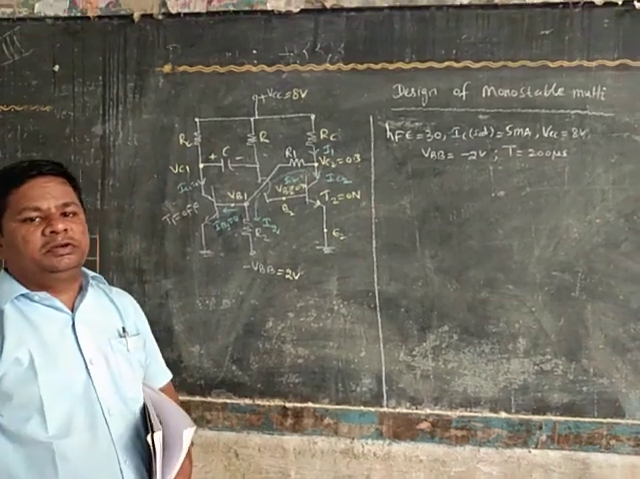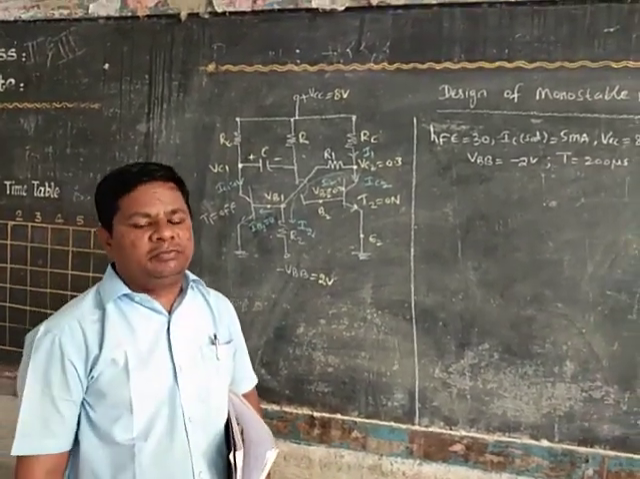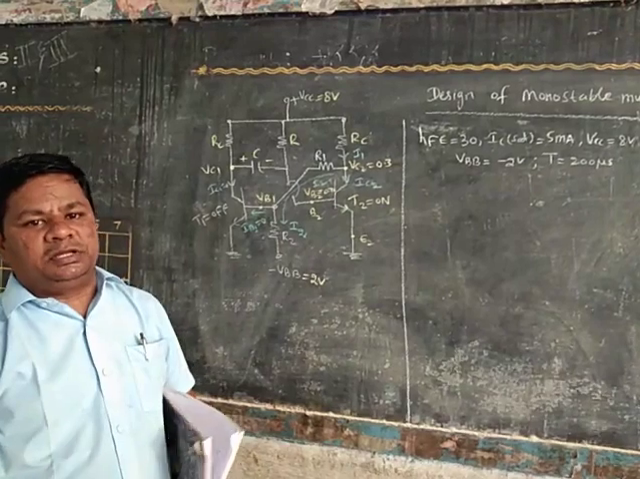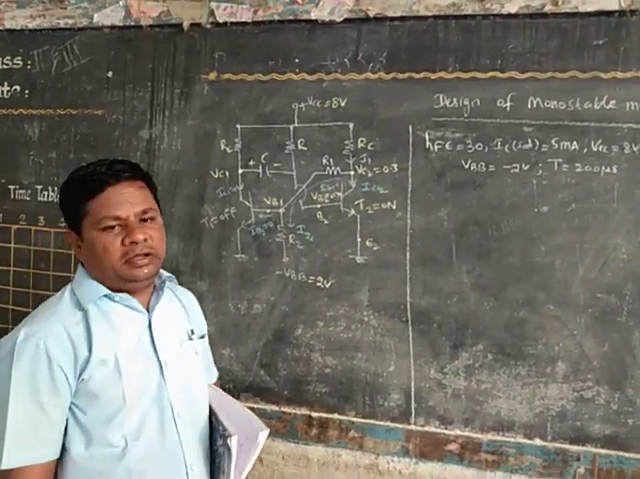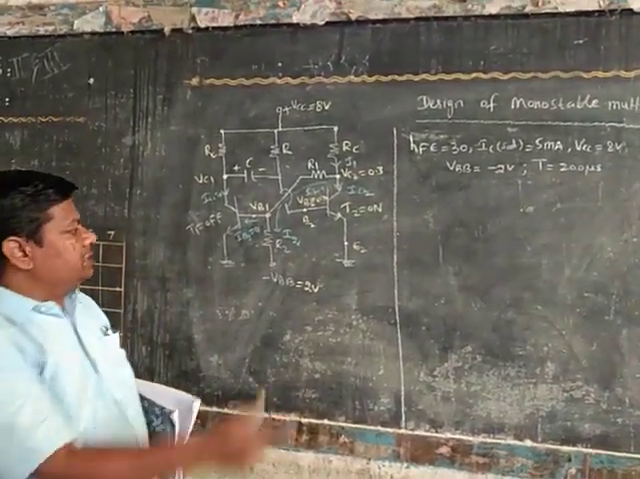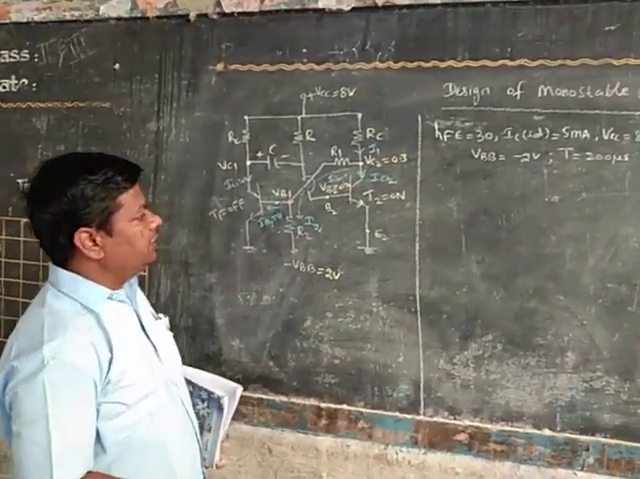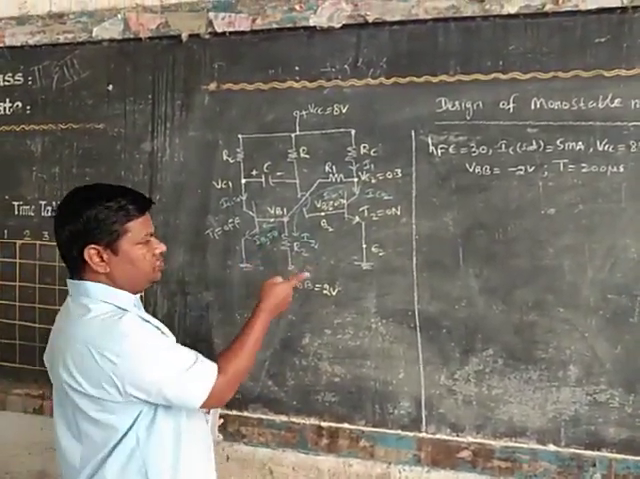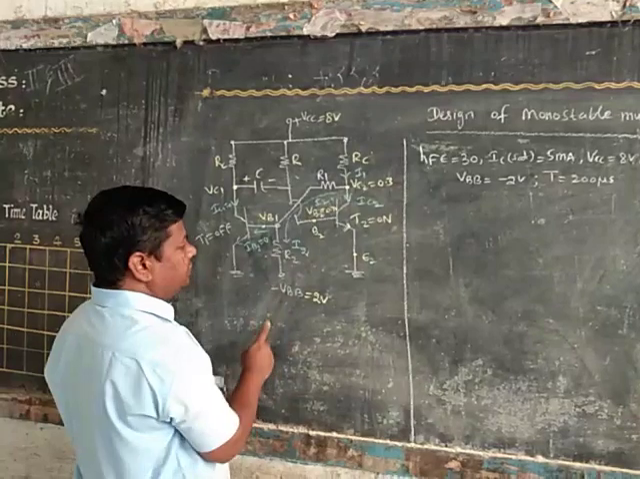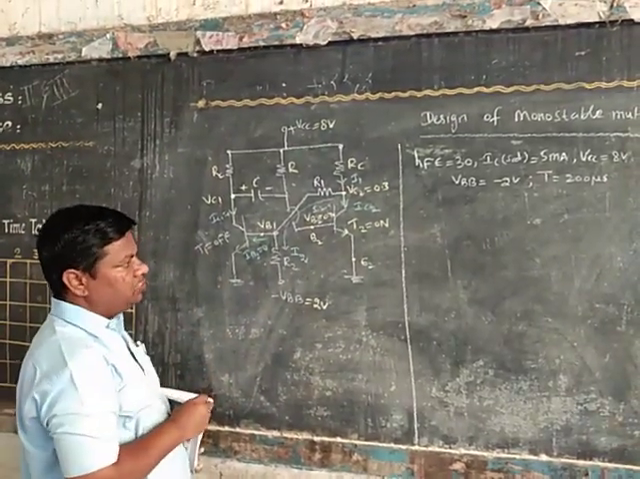Good afternoon. Today I am going to discuss the design of a monostable multivibrator circuit. For the given specifications, consider this monostable multivibrator circuit. Whenever it is switched on, we already know that the T2 transistor enters into ON and the T1 transistor enters into OFF.